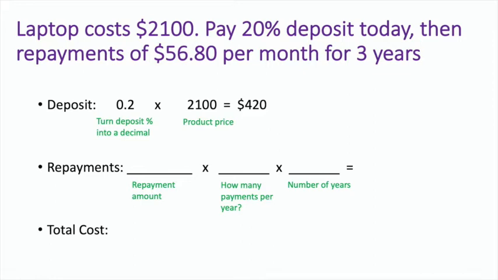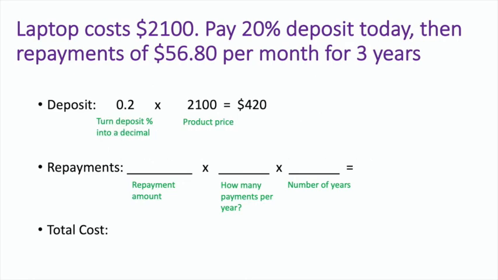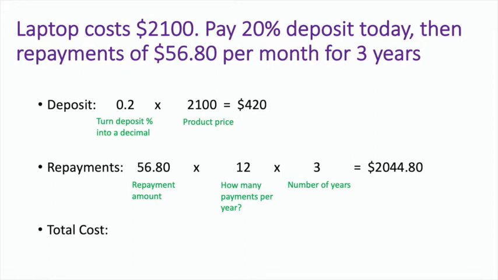They might say annually, which means once a year. But this question says you're paying it monthly. Work out how many times a year that is. And the last gap, the number of years. Look back up to the question. It tells you there how many years you're going to be doing it for. Type in that info and work out your repayment amount. All right, this tells us that after your 3 years of making these repayments, you've paid $2,044.80. Last step, total cost.